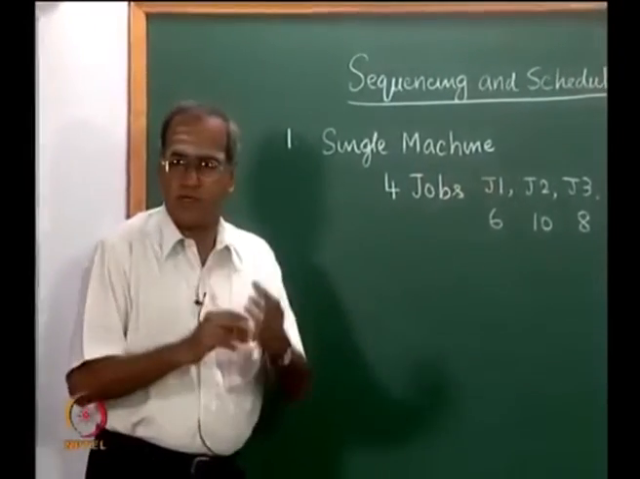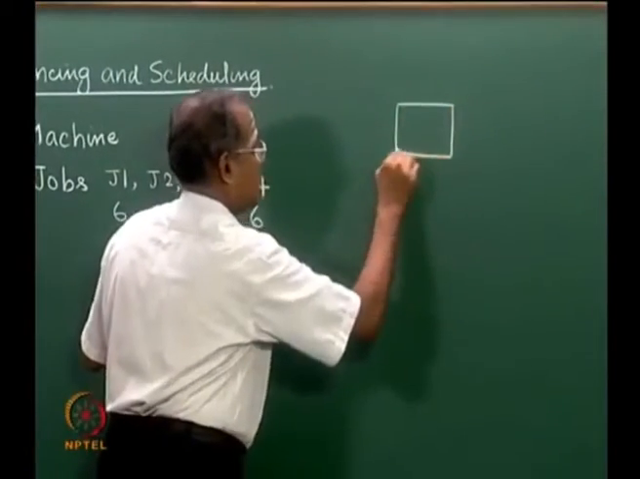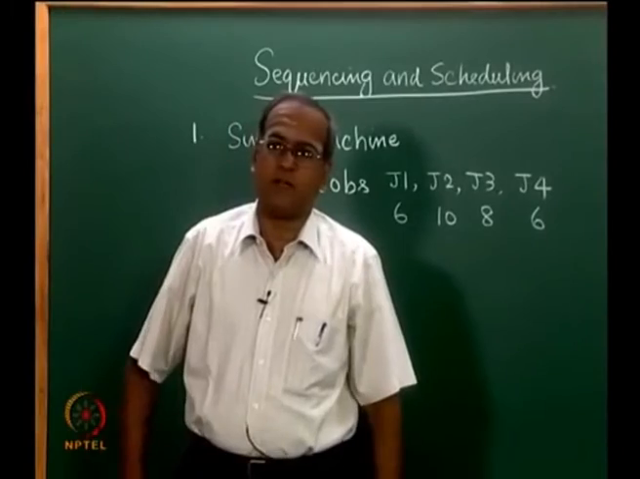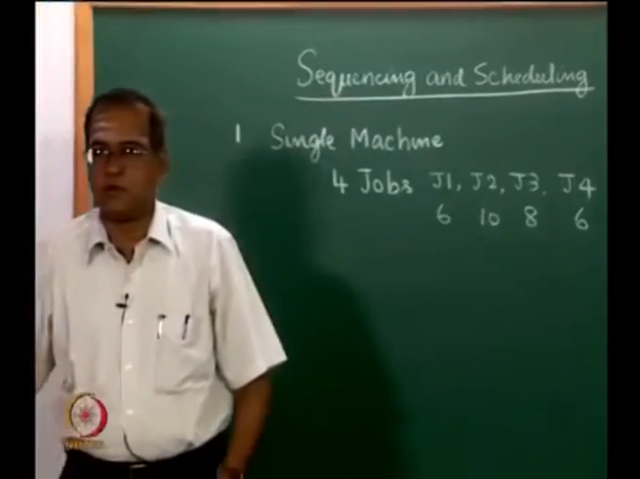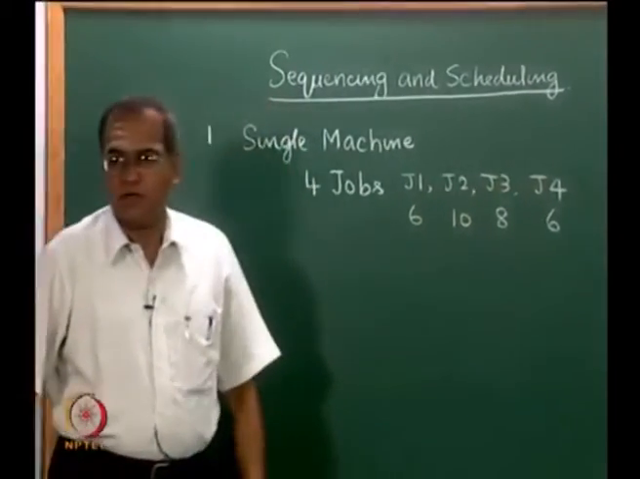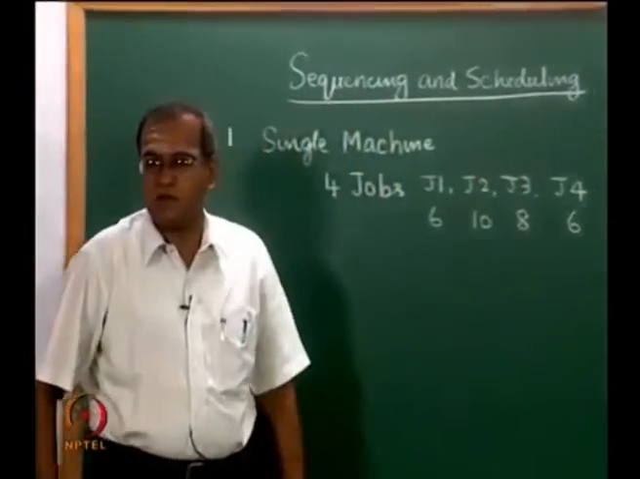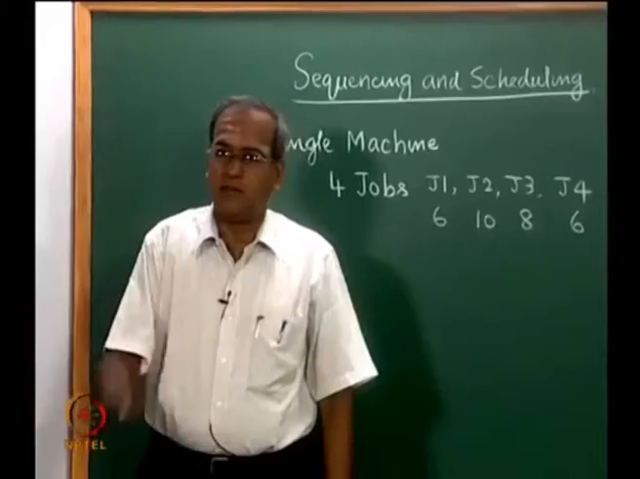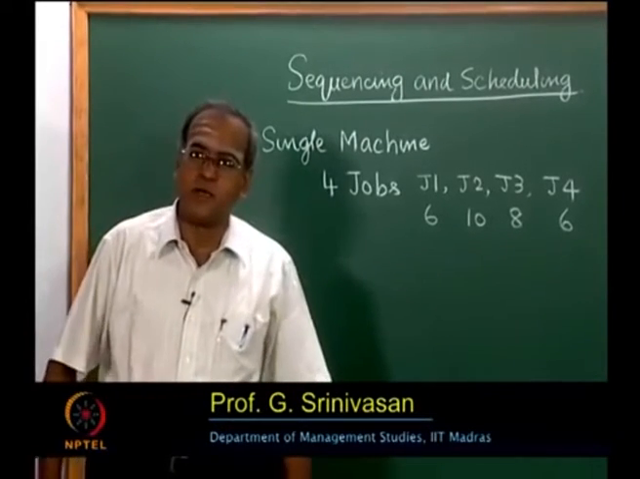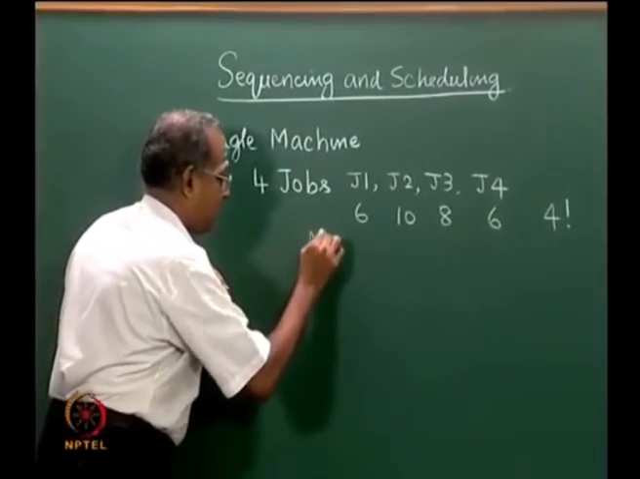Now, we want to try and sequence them, send them on a single machine. Now, the single machine is here and we want to send them for processing on the single machine, so that we try and optimize or minimize a chosen objective. Now, there are 4 jobs J1, J2, J3 and J4 and these 4 jobs can be arranged in 4 factorial ways. In general, if we have n jobs they can be arranged in n factorial ways. Depending on the objective, one or more of these n factorial sequences will turn out to be optimum. Now, let us look at minimizing make span.